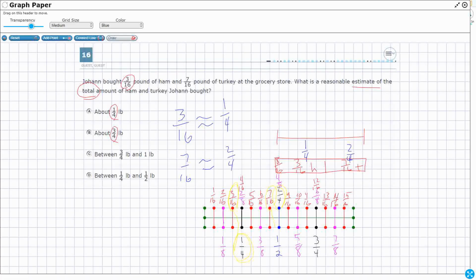Well, now I can add them, 1/4 and 2/4. That equals 3/4. And that's going to be my answer. It's about 3/4. Okay? It's actually a little bit less than 3/4, right? My 10/16 actually lands right there, a little bit less than 3/4, but about 3/4 is going to be my best answer because these other answers, about 1/4 is way too small. Between 3/4 and 1 pound is actually too big, and between 1/4 and 1/2 right here, it's too small. So about 3/4 is going to be my best answer, B.